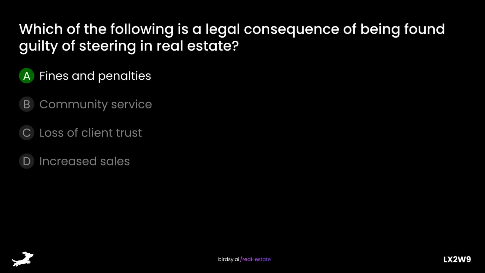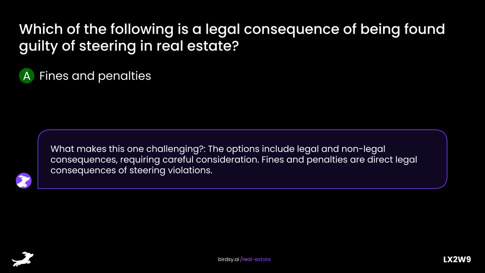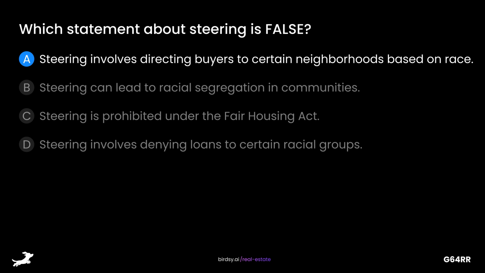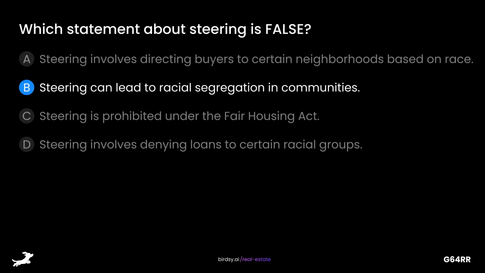The answer is A, fines and penalties. What makes this one challenging? The options include legal and non-legal consequences, requiring careful consideration. Fines and penalties are direct legal consequences of steering violations. Which statement about steering is false? Is it A, steering involves directing buyers to certain neighborhoods based on race? B, steering can lead to racial segregation in communities? C, steering is prohibited under the Fair Housing Act? Or D, steering involves denying loans to certain racial groups?